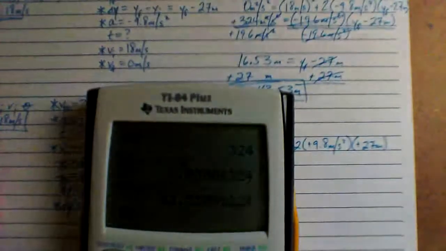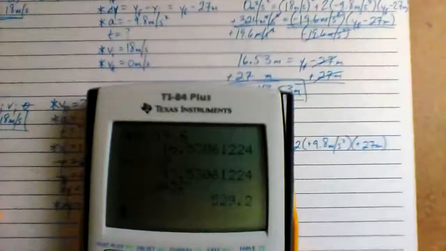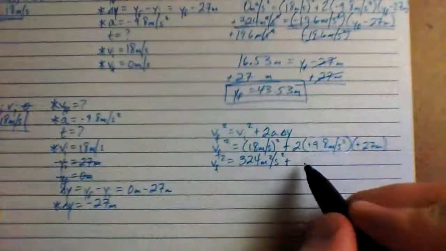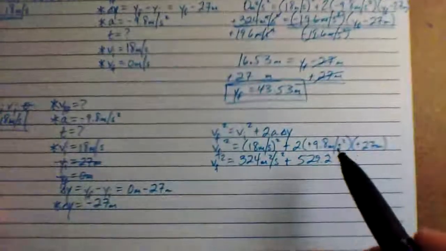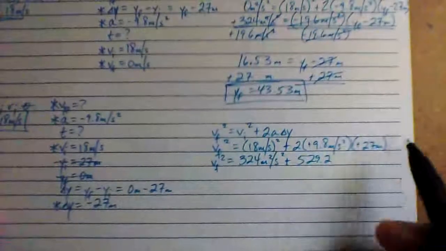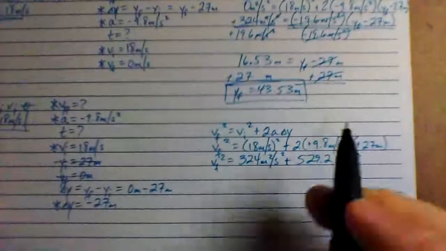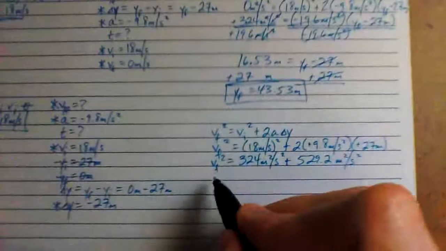Two times 9.8 times 27 gives me 529.2. Alright, and then checking our units, which we included in here. Meters times meters is meters squared. Seconds squared stays in there, so meters squared per second squared. So these units match up with each other. I must be able to add them.